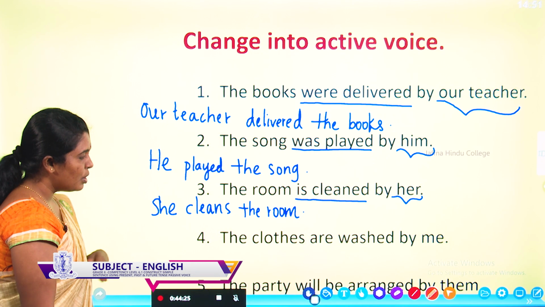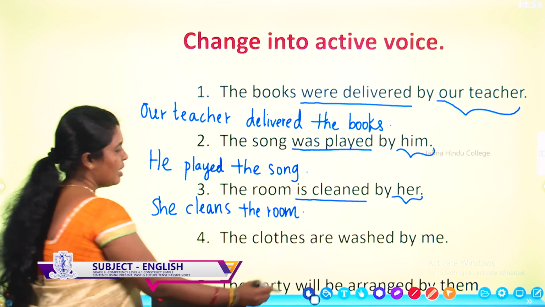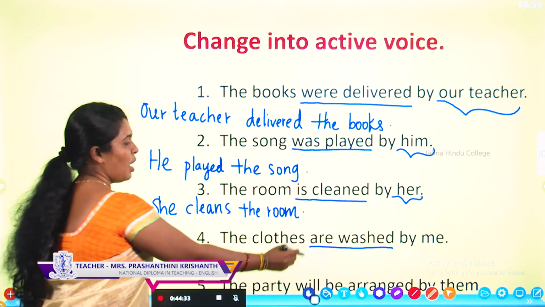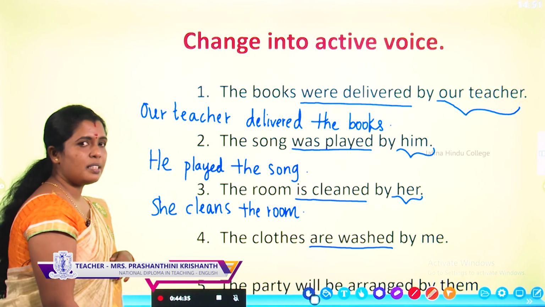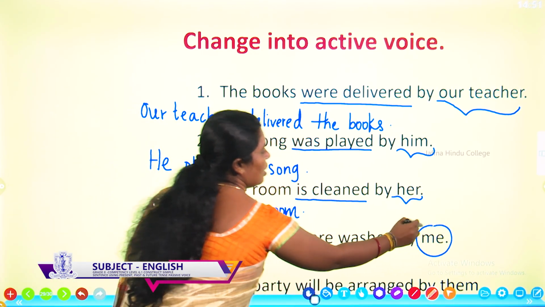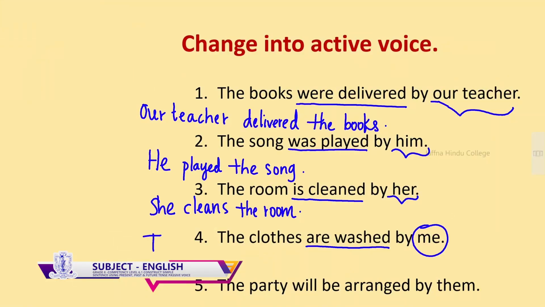Number 4, the clothes are washed by me. Are washed, right? So are and past participle, so simple present tense. Me is the doer, so me means I. Wash, what is the verb? I wash the clothes.